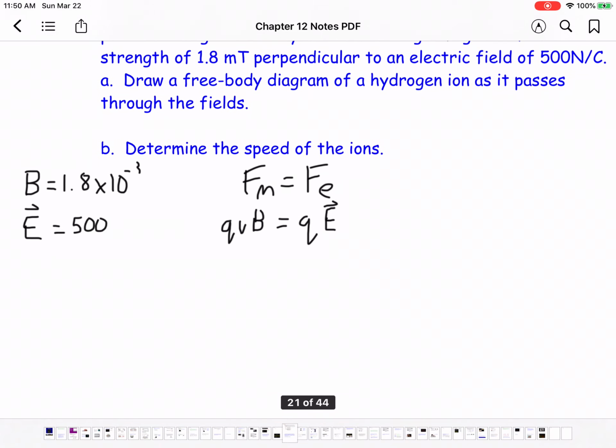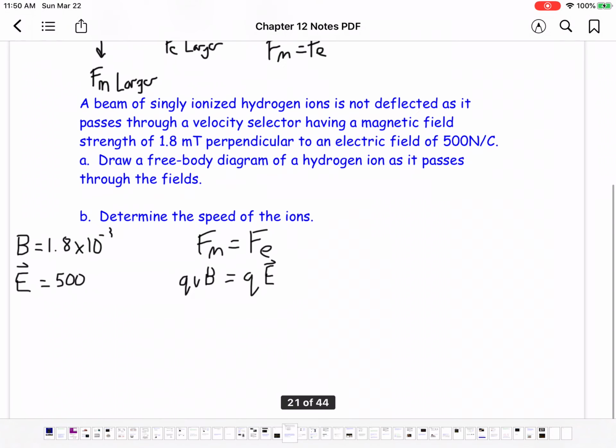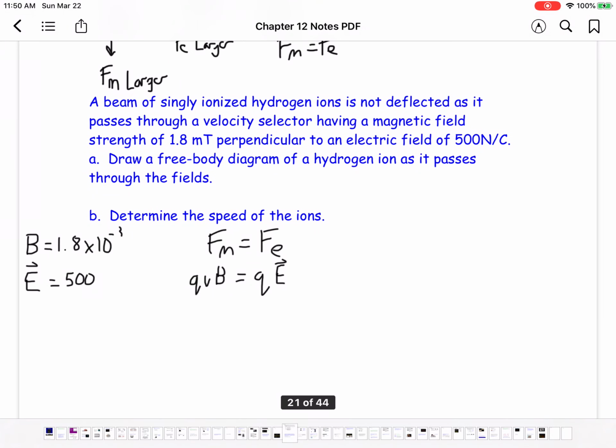So this question looks like this. We have a beam of singly ionized hydrogen ions. It is not deflected as it passes through a velocity selector having a magnetic field strength of 1.8 times 10 to the minus 3 T and an electric field of 500. Draw a free body diagram.